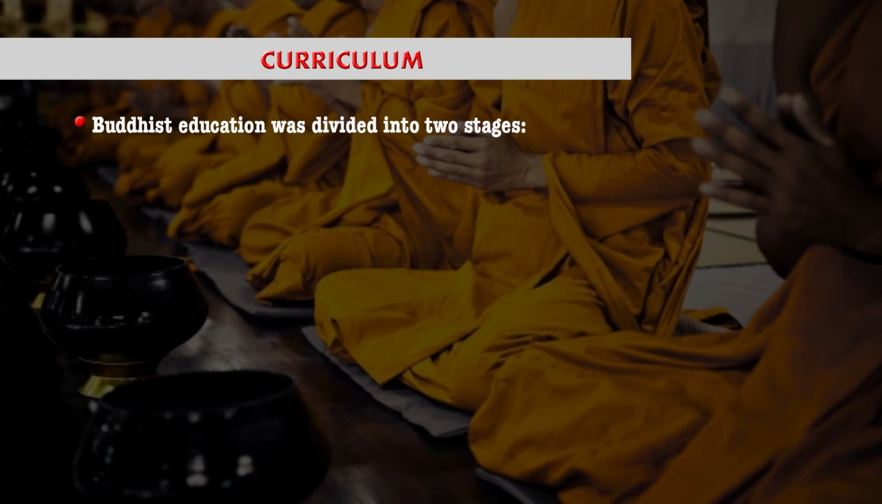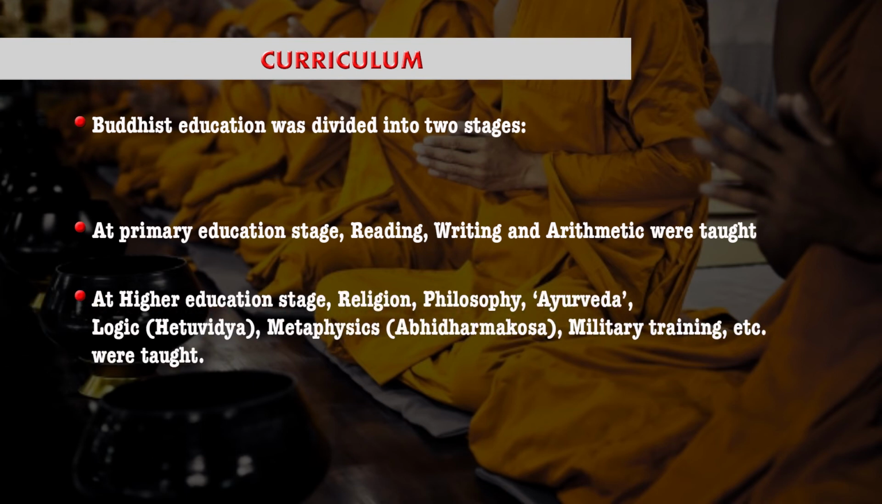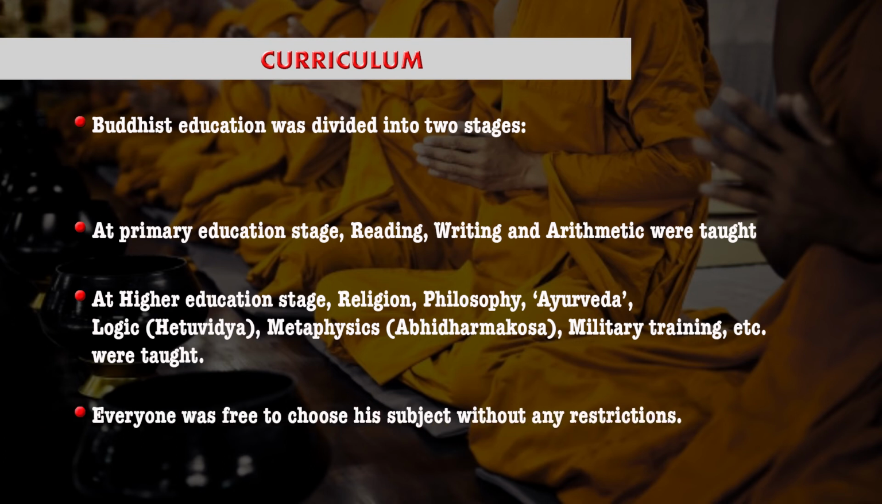Buddhist education was divided into two stages. One was primary, the other secondary. At the primary education stage, reading, writing and arithmetic were focused. And at the higher education stage, religion, philosophy, Ayurveda, logic, metaphysics and military training were taught. Everyone was free to choose his subject without any restriction.